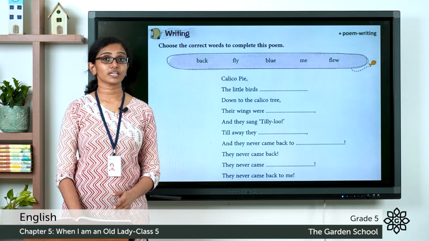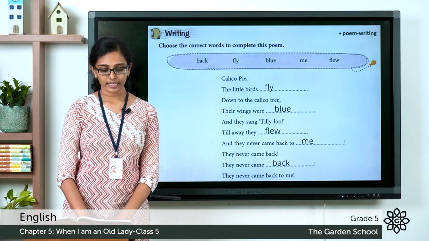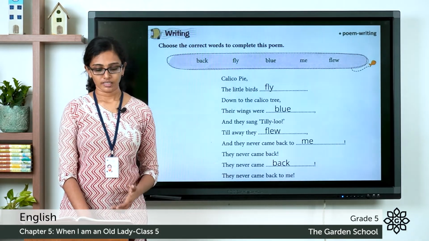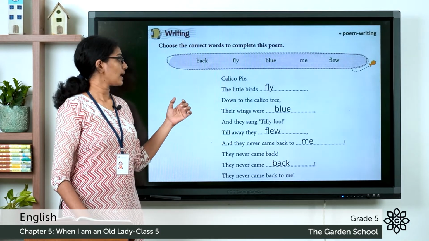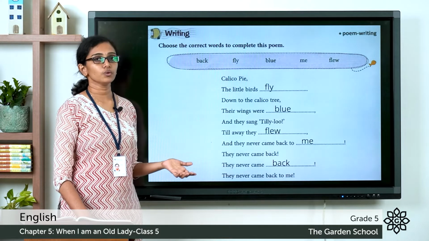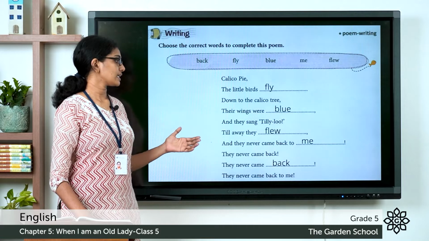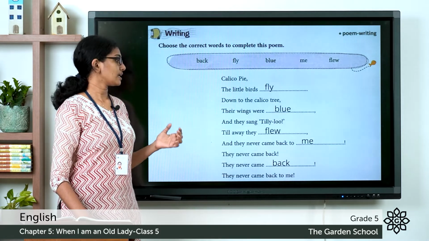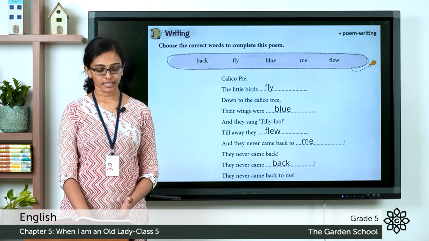Let's see which are the correct words to be used in this. Calico pie, the little birds fly. Down to the calico tree, their wings were blue and they sang tilly-loo, till away they flew. And they never came back to me. They never came back to me. Hope you got all the answers correct.